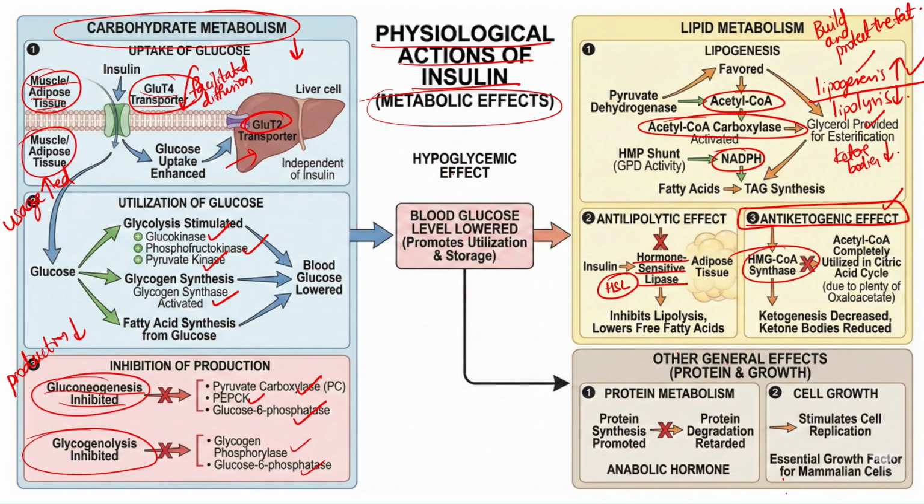Now coming to the protein synthesis and the cellular growth. Insulin is vital for the physical structure and the replication of the body. It promotes the synthesis of new proteins, and slows down their degradation. Insulin is required for the replication of these cells and is considered a fundamental growth factor for all the mammalian cells. So on the protein metabolism, the lipid metabolism, and the carbohydrate metabolism, these are the physiological actions of the insulin.